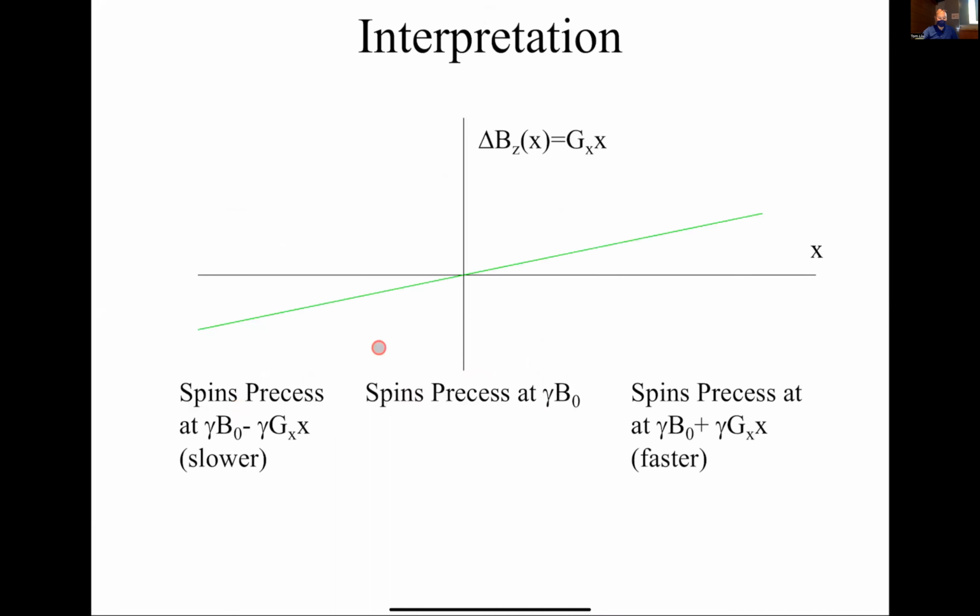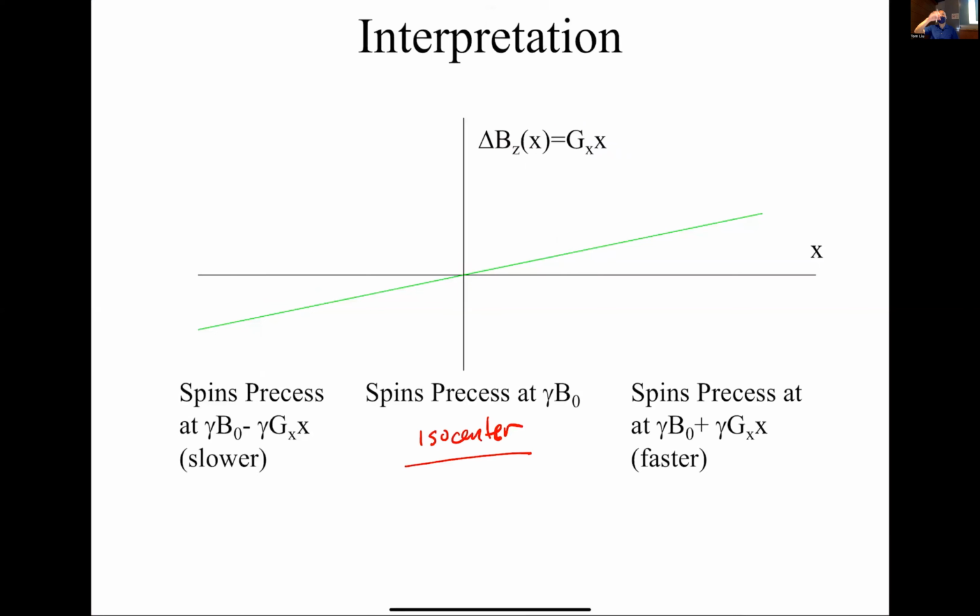So here's another way of looking at this. This is plotting the delta Bz, and in this case we're using a Gx gradient. Gx means gradient in the x direction, and so delta Bz is just Gx times x. So we're at isocenter. Isocenter is here. That's a term that's used.